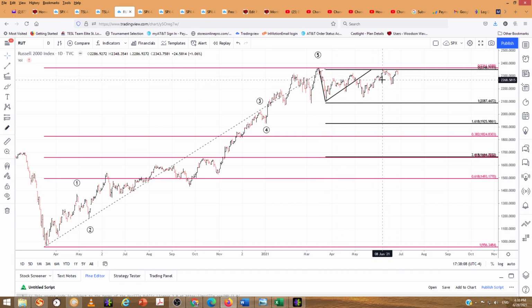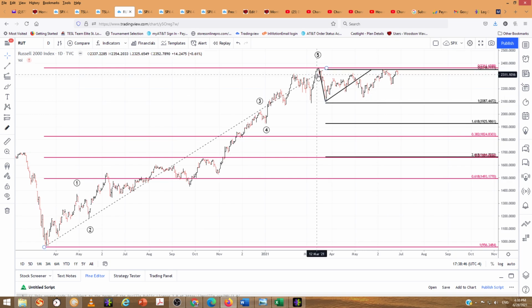We have almost a double or triple top, but you can see if this is an A down and a B up, here is where C equals A at 2087. A 1.618 is at 1925. A 382 correction of this entire 5-wave advance has a target of, I'm sorry, 1824. And what's interesting is the 2.618, if this goes 1, 2, 3, is right on the 50% retracement, right around 1664. Okay, so that's where the Russell is.